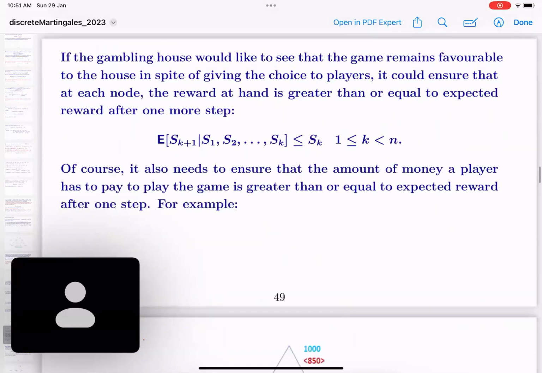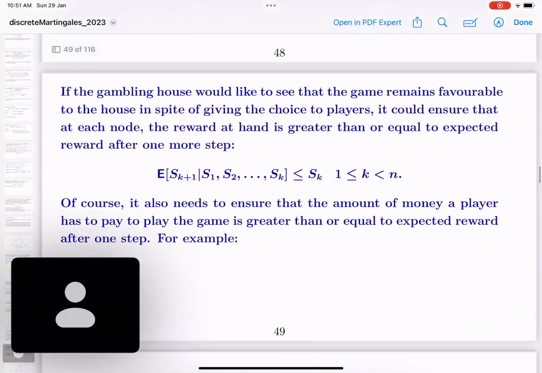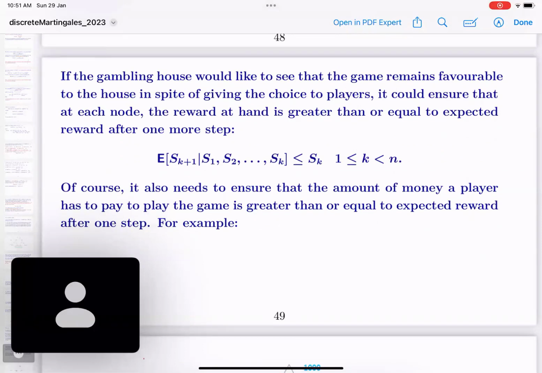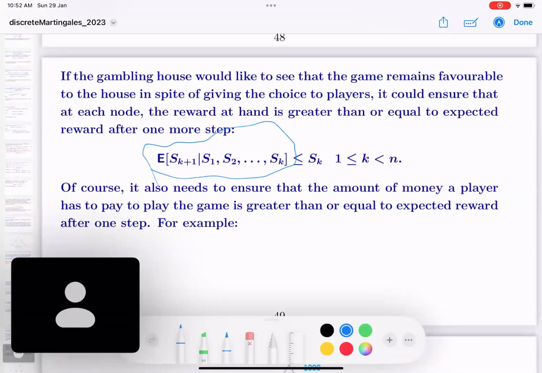Now coming back to the gambling, if the gambling house would like to see that the game remains favorable to the house in spite of giving the choice to players, it could ensure that at each node, the reward at hand is greater than or equal to the expected reward after one more step. So the left hand side here is the expected reward if the player plays one more step, and the right hand side is the reward at hand.